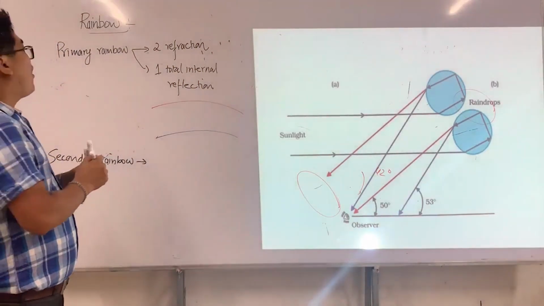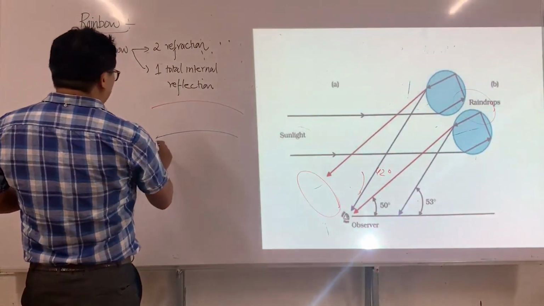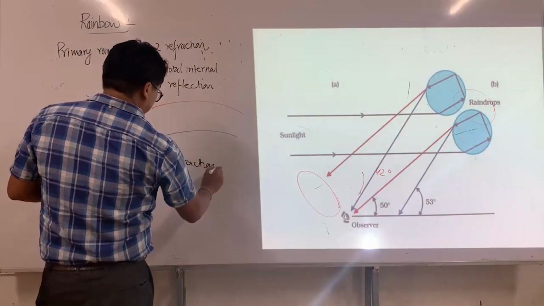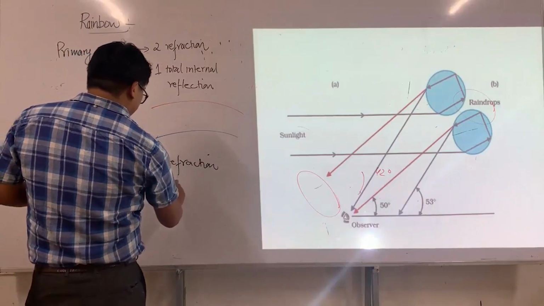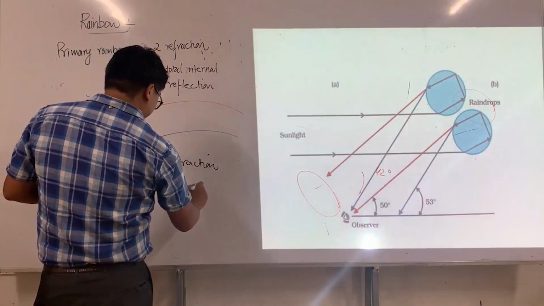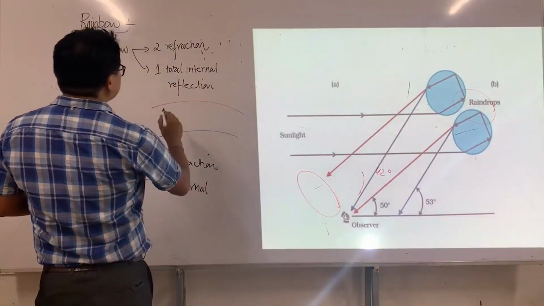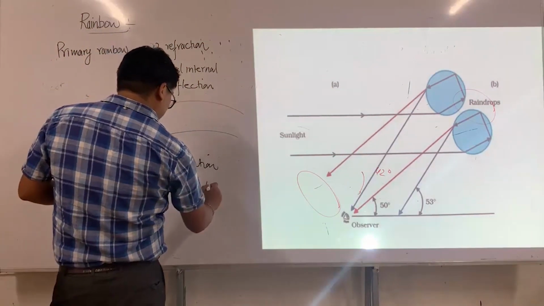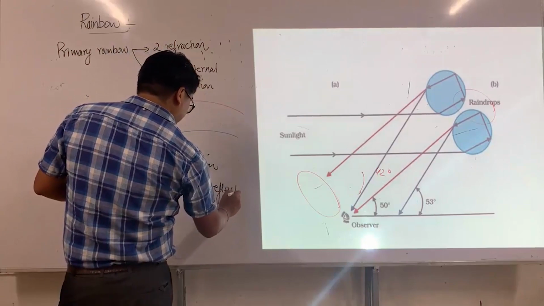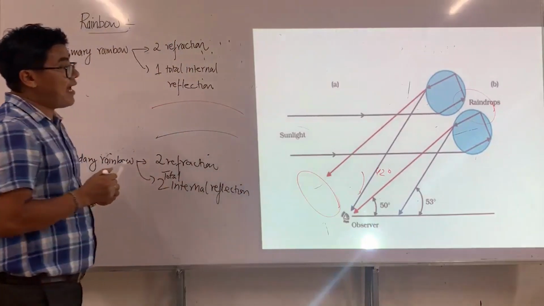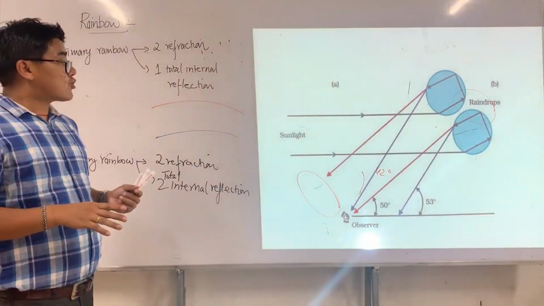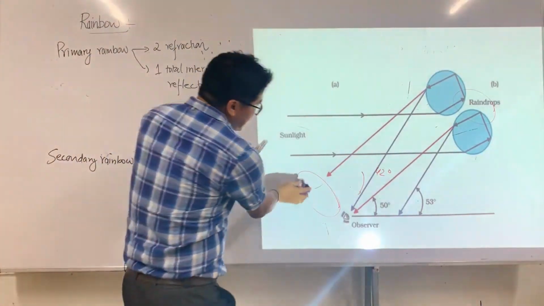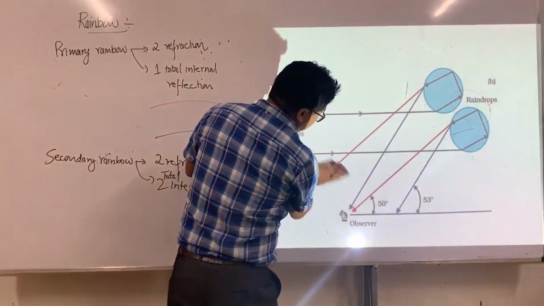A secondary rainbow consists of again two refractions and two total internal reflections. This is what we have. So again, look here. It is a little different from a primary rainbow.